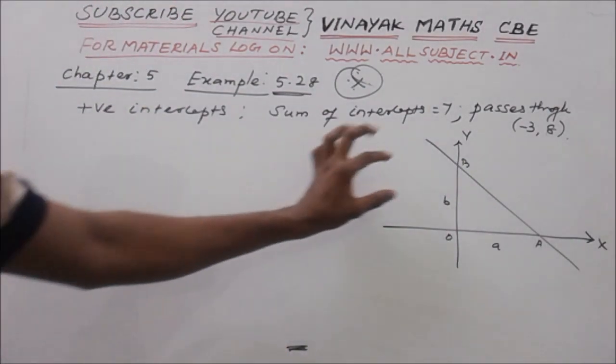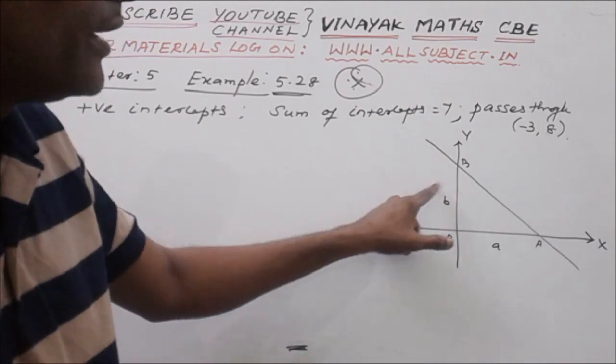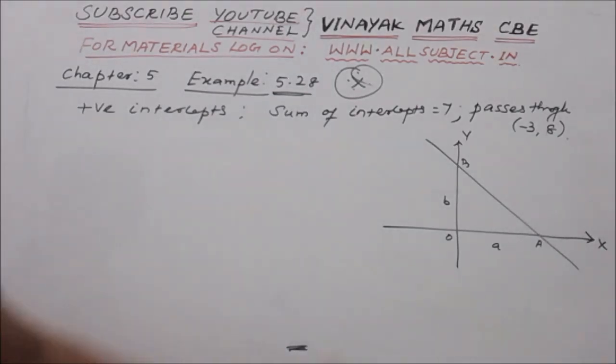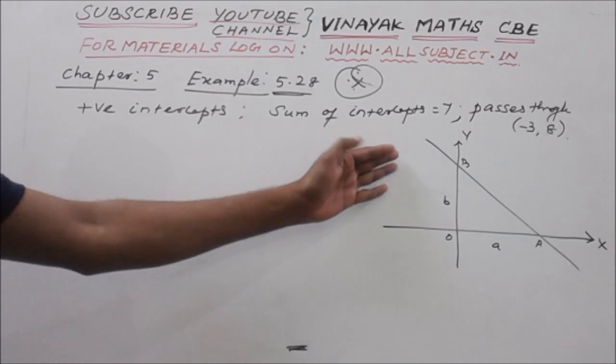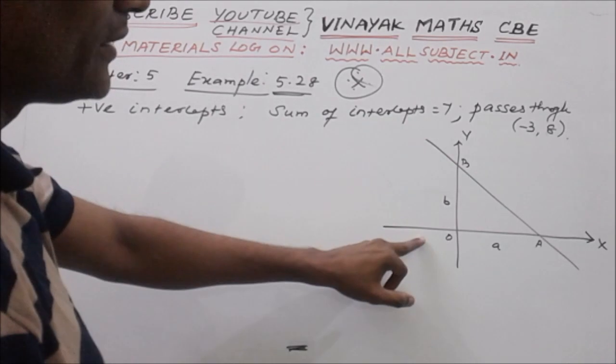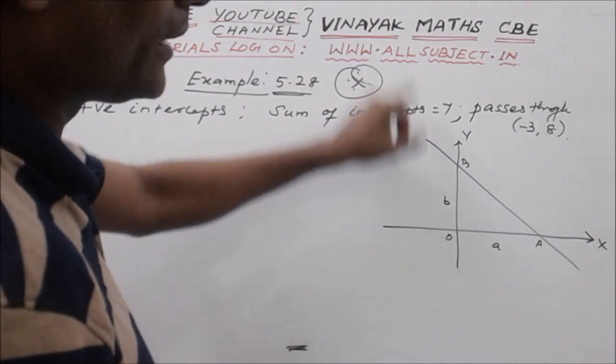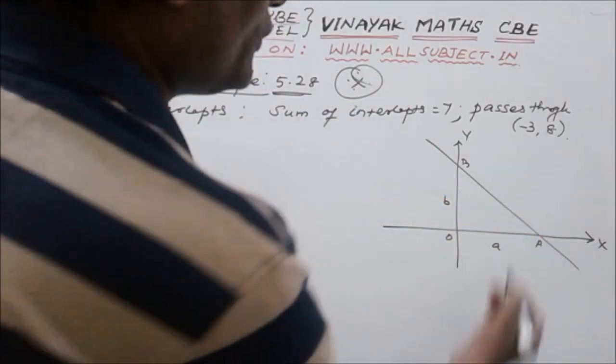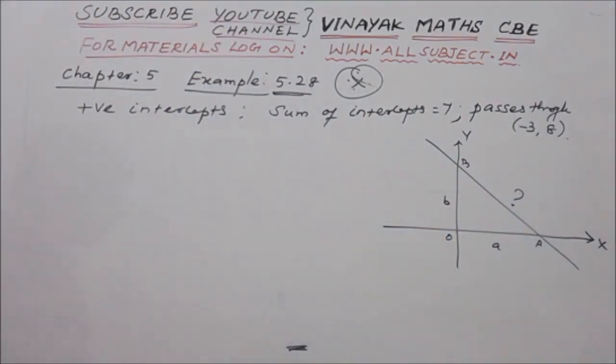And then the sum of the intercepts, the sum of these two values, a plus b equal to 7 is given, and the line passes through the point minus 3, 8 is also given. So minus 3, 8 is somewhere in the second quadrant. We can take minus 3 here and 8 here, so minus 3, 8 is somewhere here. Then find the equation of such a line. We should find the equation of this line. This is very easy.